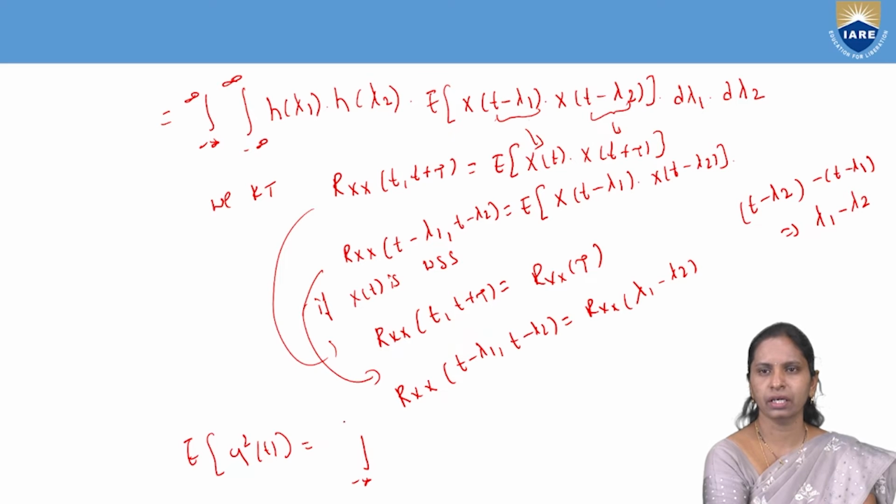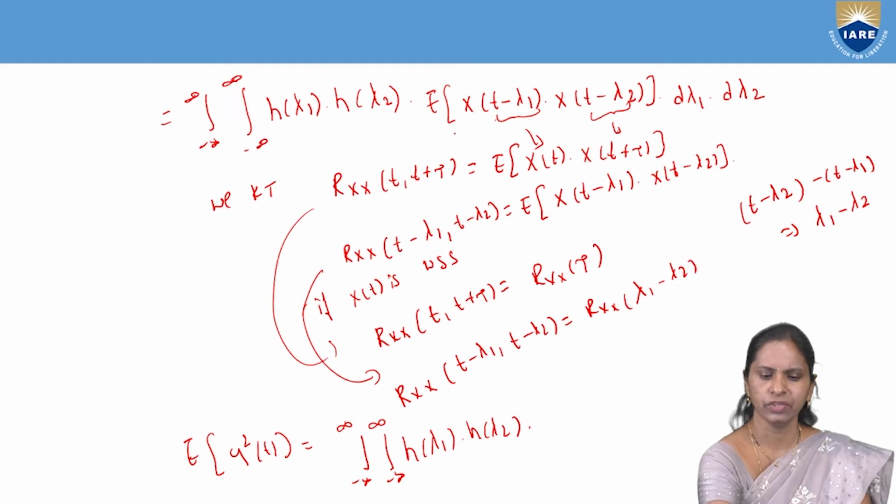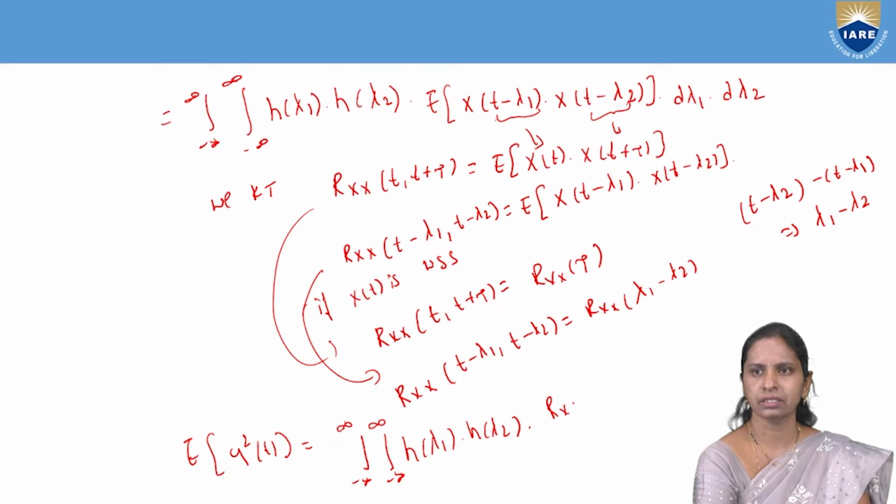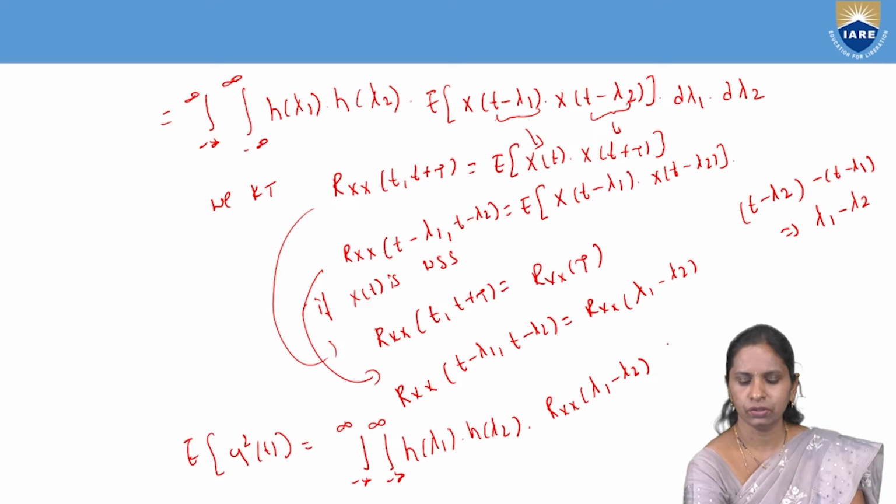Then the mean square of the response of the LTI system is nothing but the integration from minus infinity to infinity, integration from minus infinity to infinity, of h of lambda 1, h of lambda 2 into the expectation of x of t minus lambda 1, x of t minus lambda 2, which is the autocorrelation function Rx of t minus lambda 1 comma t minus lambda 2. If it is a wide sense stationary random process, then it is a function of only the time difference. Therefore, I can write this as Rx of lambda 1 minus lambda 2 into d lambda 1, d lambda 2.